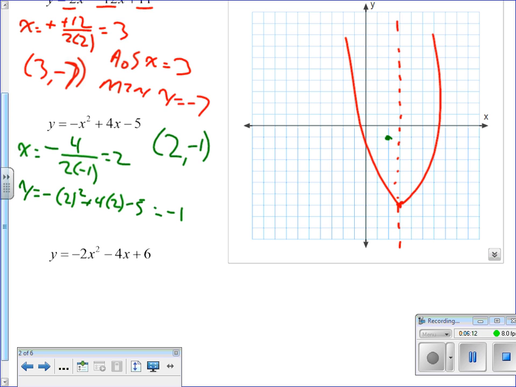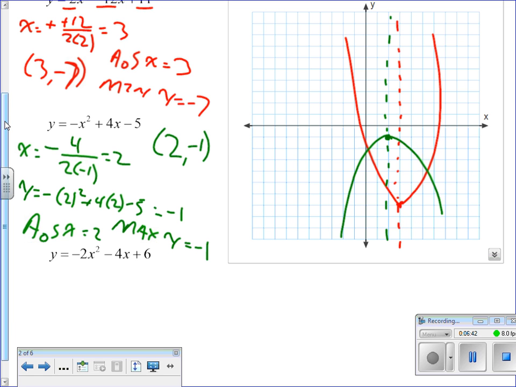Does this one open up or down? It opens down because I have a negative x squared. My axis of symmetry is x equals 2. And then I have on this one a maximum of y equals -1.